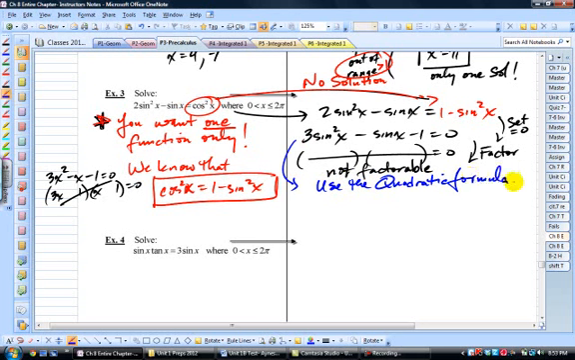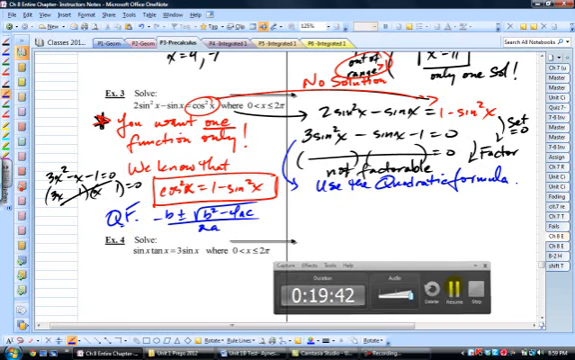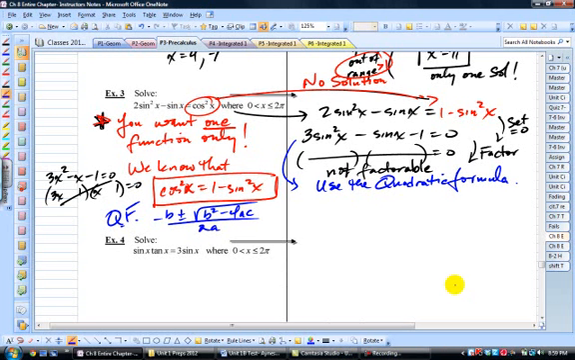Okay, fun stuff. So you have to remember that. And the quadratic formula, as you guys know, is negative b plus or minus the square root of b squared minus 4ac, all divided by 2a. That's the quadratic formula.